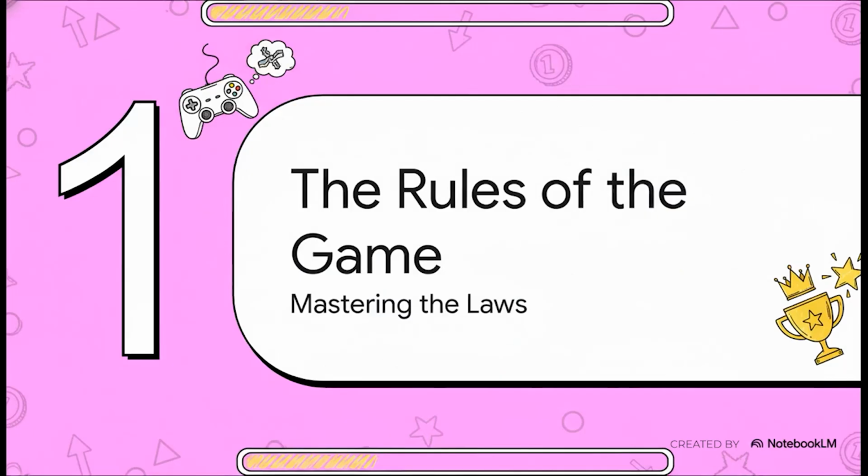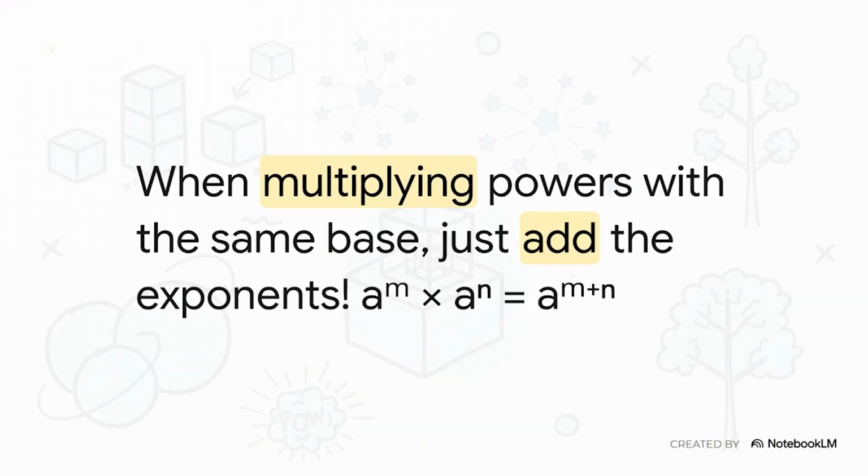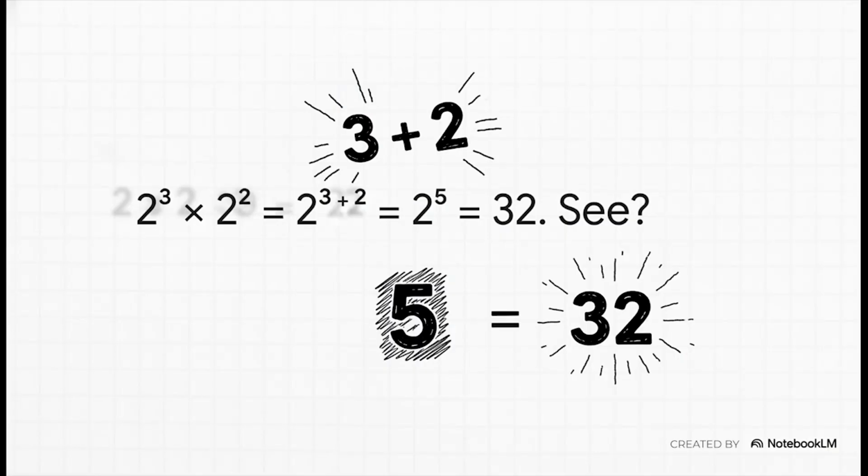Alright, now that you know the basics, it's time to level up. You know, like in video games, exponents have some rules or laws, and once you learn these, you'll be solving problems like a total pro. Our first rule is all about multiplying. When you're multiplying two numbers that have the exact same base, there's a really easy trick. You just keep the base and you add the exponents together. Let's see how it works.